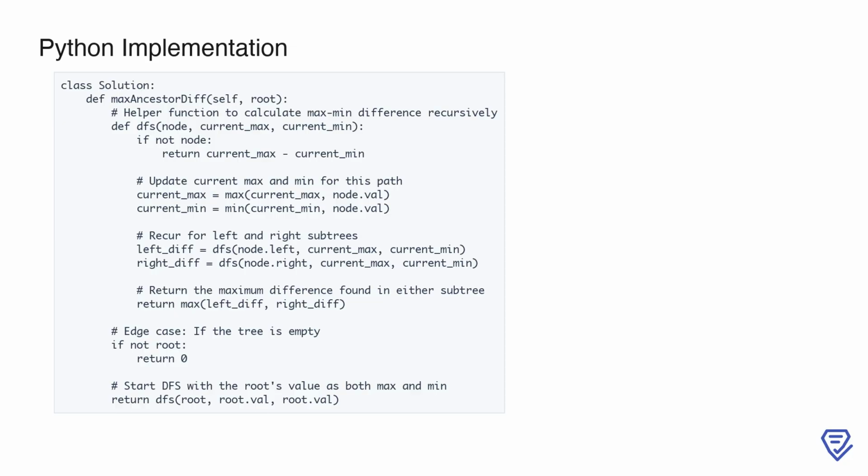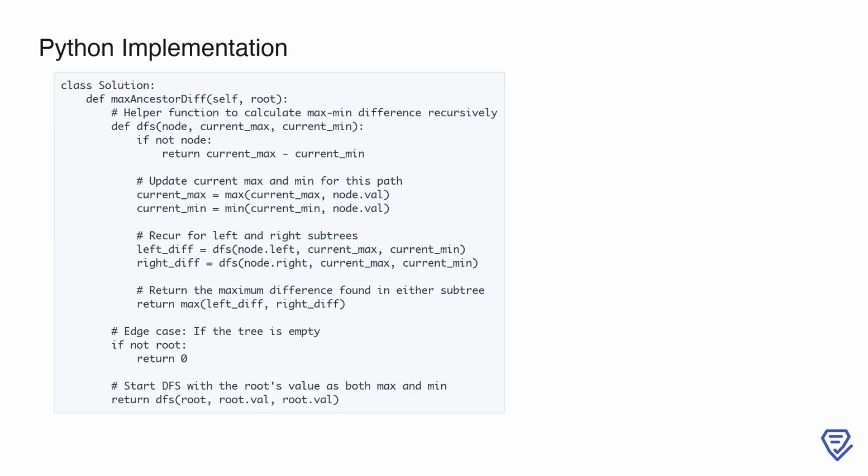If the node is null, a leaf node's child, it returns the difference between the current maximum and minimum values, which represents the maximum difference for that path. The recursive function updates the maximum and minimum values for the current path by comparing them with the value of the current node. It then recursively explores the left and right subtrees, calculating the maximum difference for each subtree. The result for the current node is the maximum of the differences from the left and right subtrees.